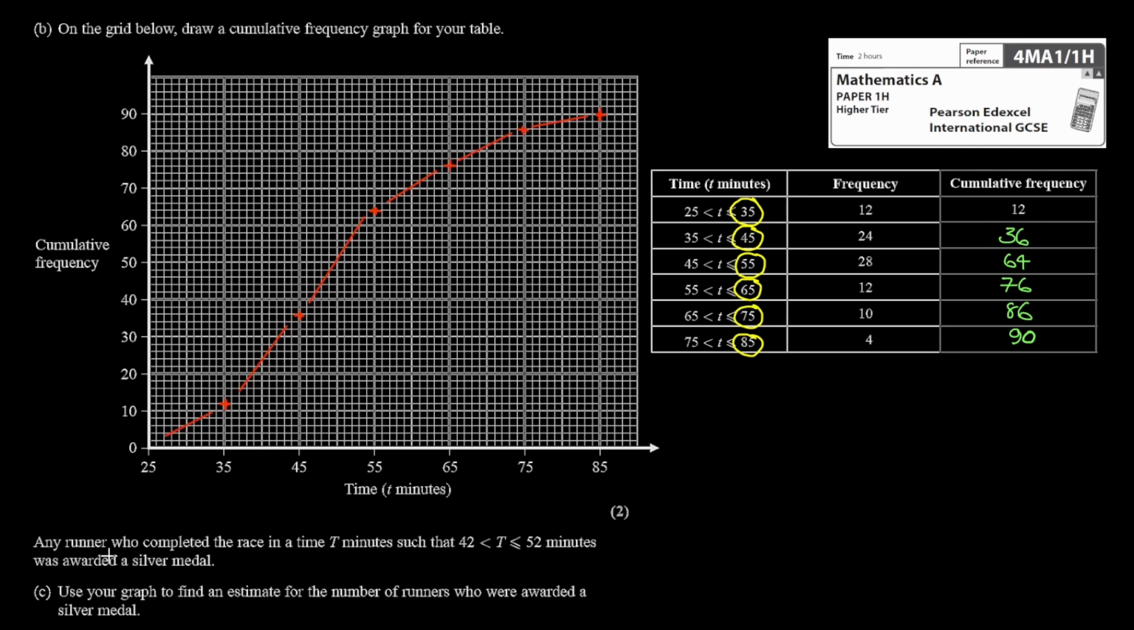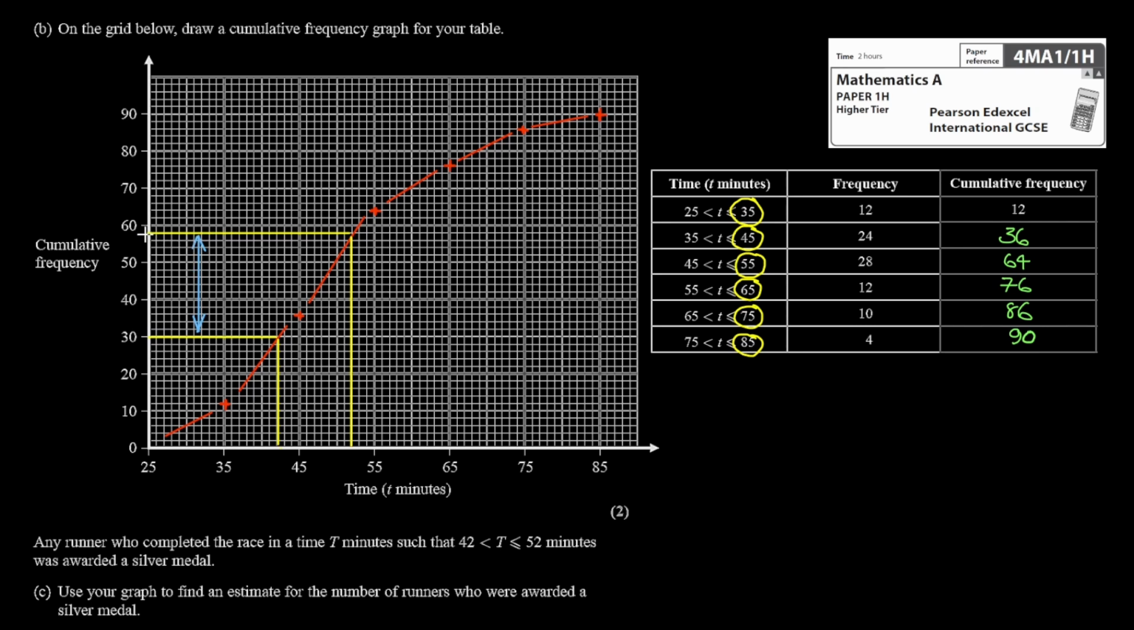Now we've been asked a supplementary question to say that all those that finished between 42 and 52 minutes were given a silver medal, and we're asked to use the graph to estimate the number of runners who were awarded a silver medal. Okay, the first thing to do is to pop 42 and 52 on our graph as vertical lines. And the equivalent on the vertical axis would be there.